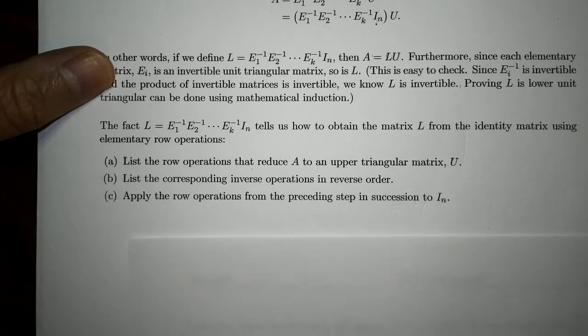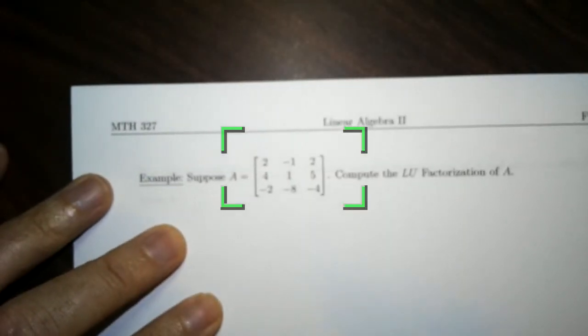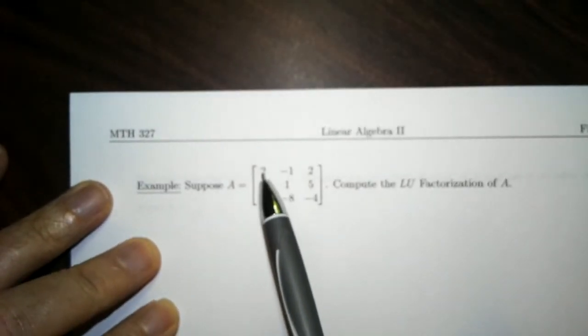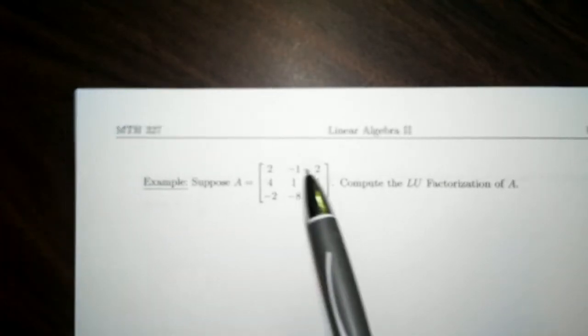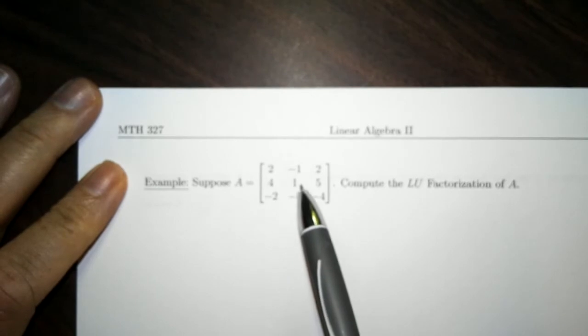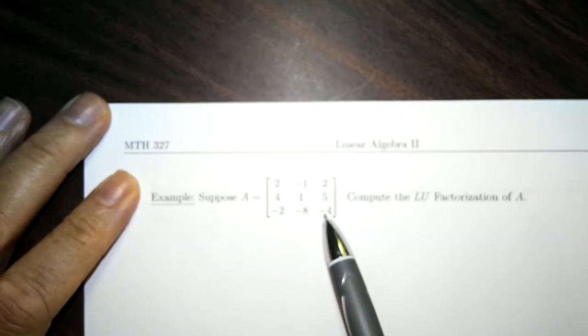So let's take a look at an example. Let's look at an example where we actually have a larger size matrix. The matrix whose entries are 2, negative 1, 2, 4, 1, 5, negative 2, negative 8, negative 4.